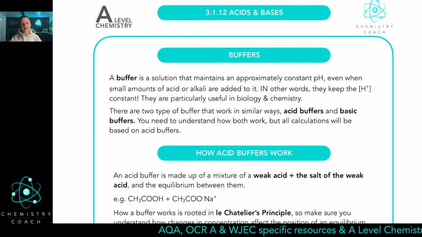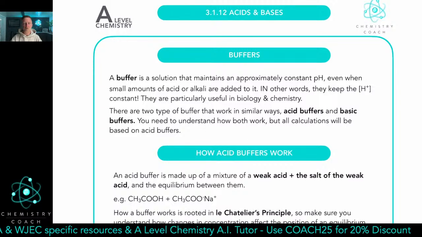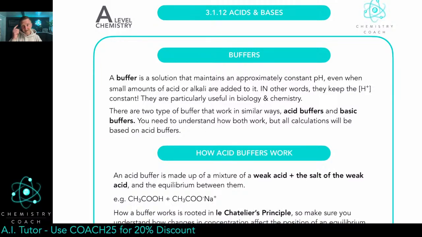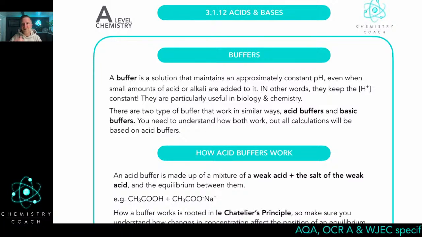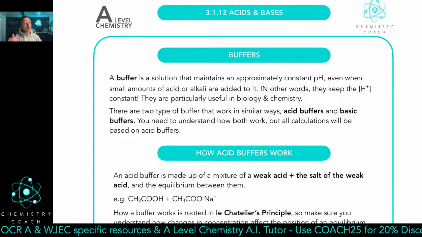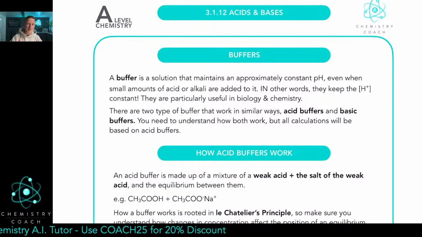Now, whenever we think pH, we need to think hydrogen ion concentration. That's what pH is. So one first tip is if they ask you to calculate the pH of something, just think hydrogen ion concentration. That's what you're aiming to find first and foremost. And then you can use minus log of the hydrogen ion concentration to find the pH. A buffer maintains a pH, therefore it must be maintaining a certain concentration of hydrogen ions. So that's what we want to think.